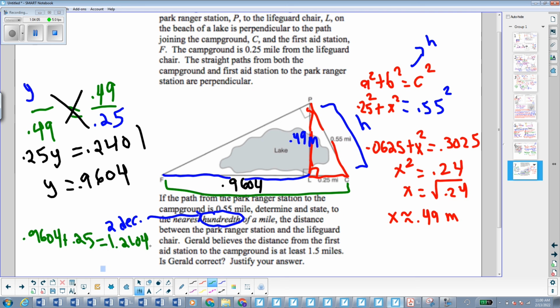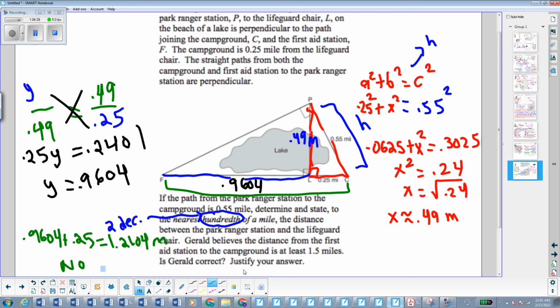1.2104. So Gerald believed this distance was going to be at least 1.5 miles. He said it was going to be 1.5 at least, maybe more, but definitely not less. So I see that Gerald is not right because the distance is actually about 1.2104 miles. So Gerald was close. It's close to 1.5, but he's not right. It's not 1.5 or greater. It's not at least 1.5. So I'm going to write Gerald is not correct. I'll just write no, but you should write Gerald is not correct.